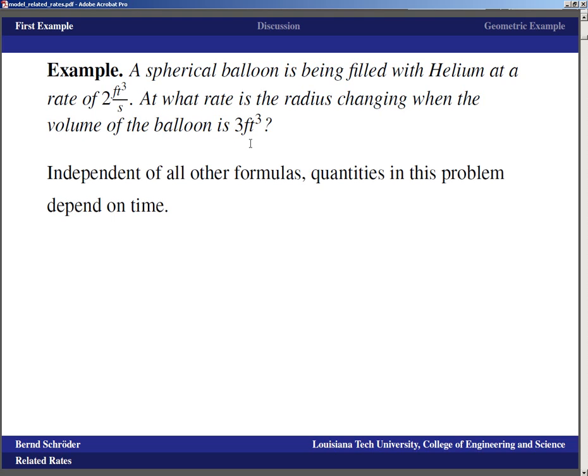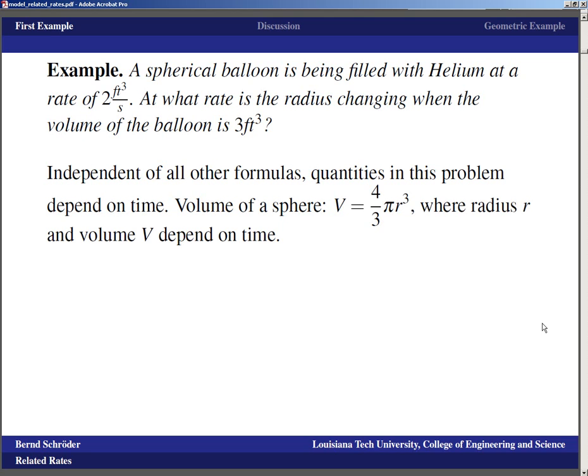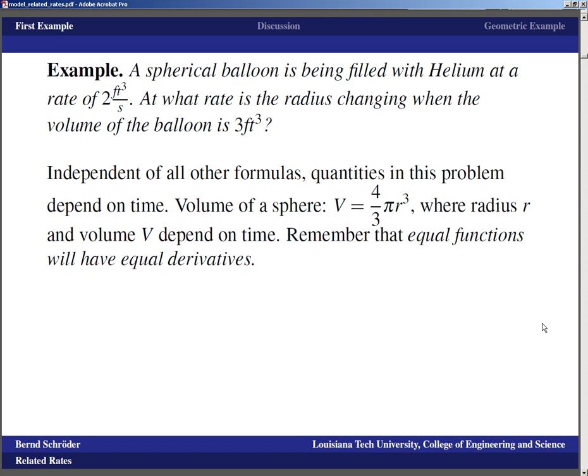Okay, so independent of all other formulas, quantities in this problem will depend on time. So that's an underlying variable. That's the first thing we have to acknowledge and then keep track of. Other than that, we need some formulas. We need the volume of a sphere, which is 4/3 pi r cubed. That's one of those formulas you've just got to memorize. I don't know any good way of skirting memorizing that formula. So yep, memorize it, know it. And r is the radius and V is the volume, and they both depend on time.